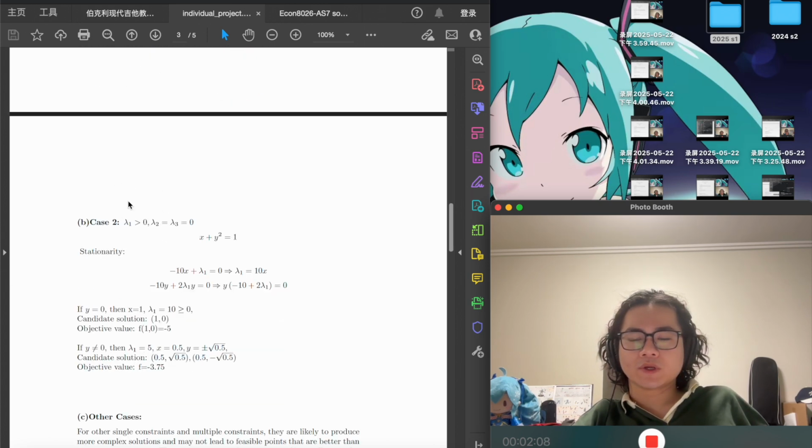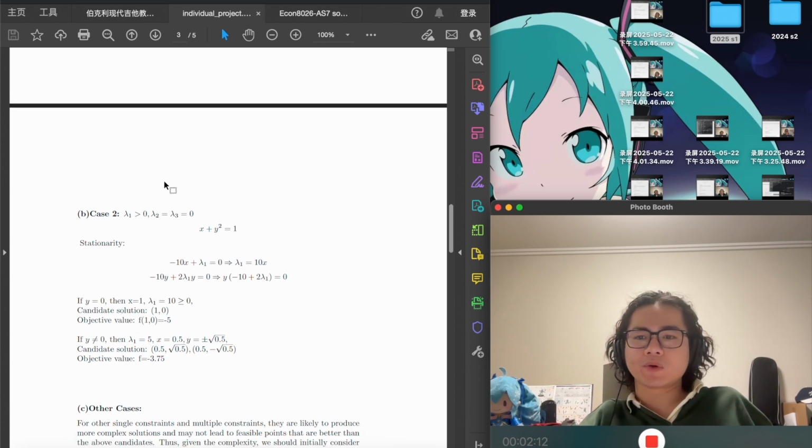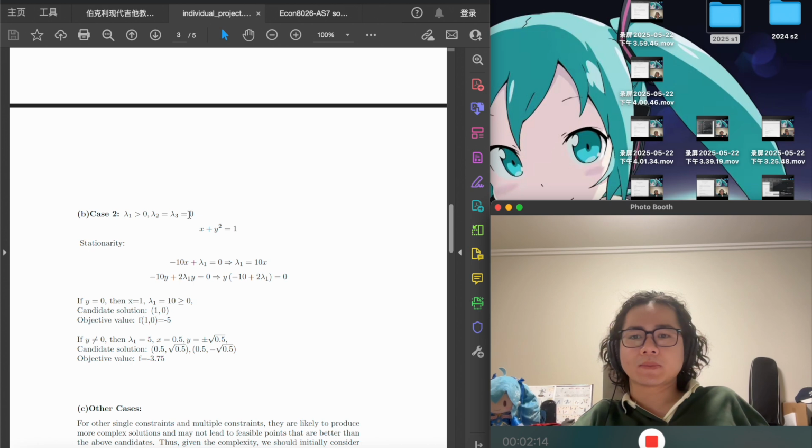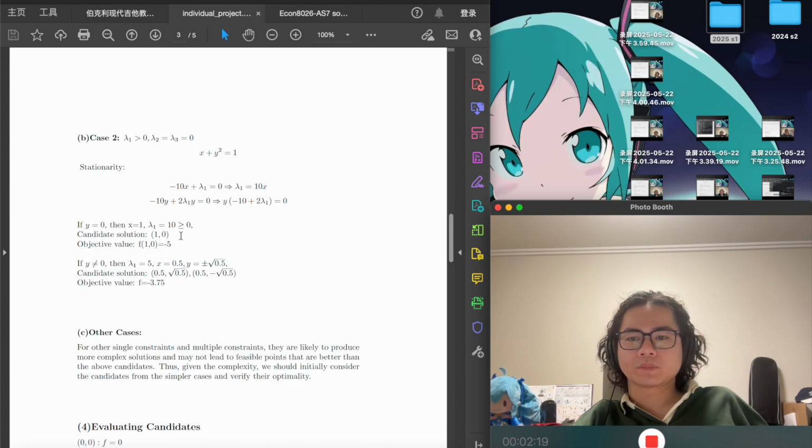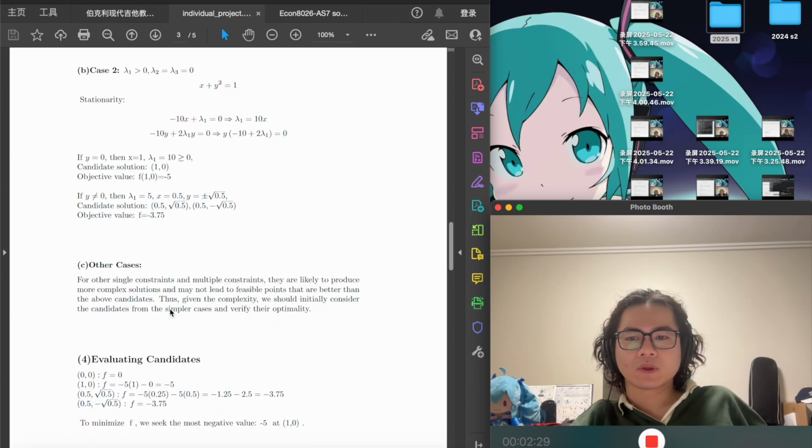Case 2, we assume that lambda 1 is greater than 0, and lambda 2 and lambda 3 are both equal to 0. According to stationarity, we can find the candidate solutions and objective values.